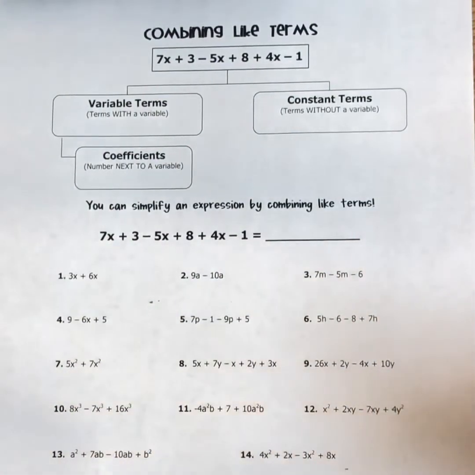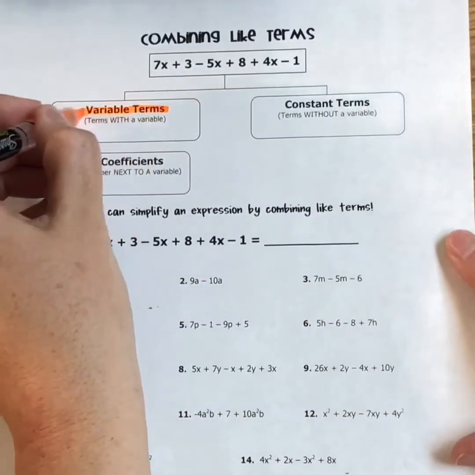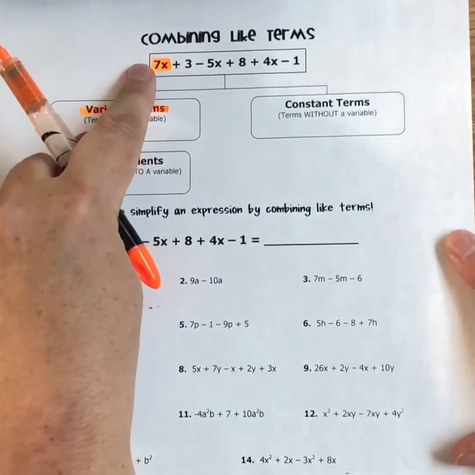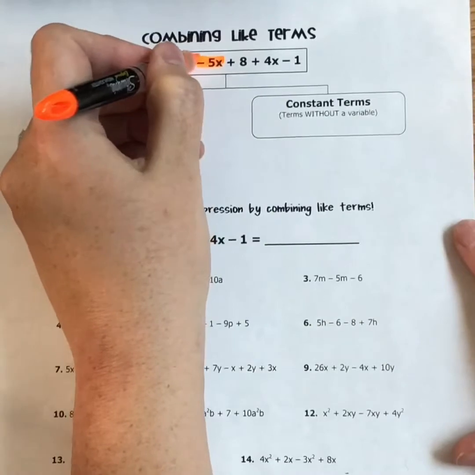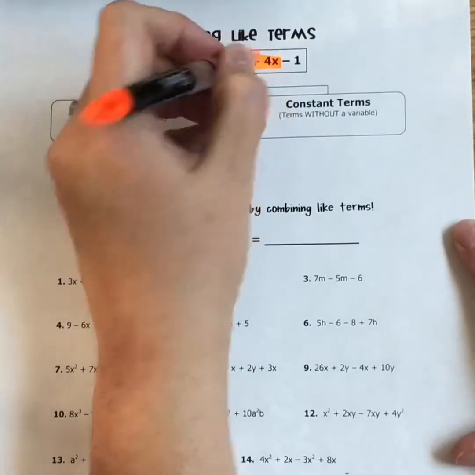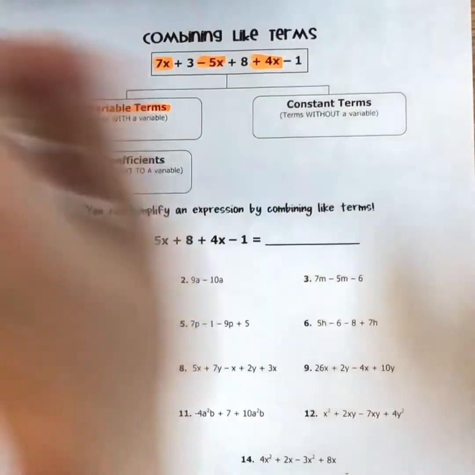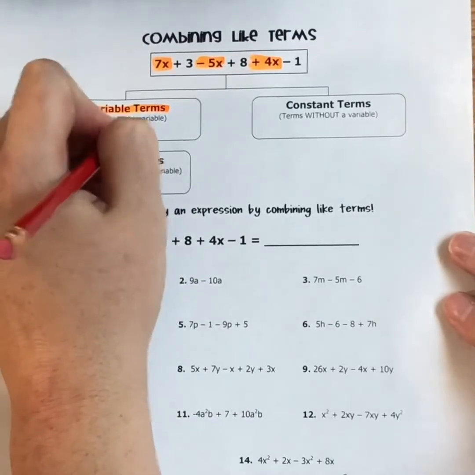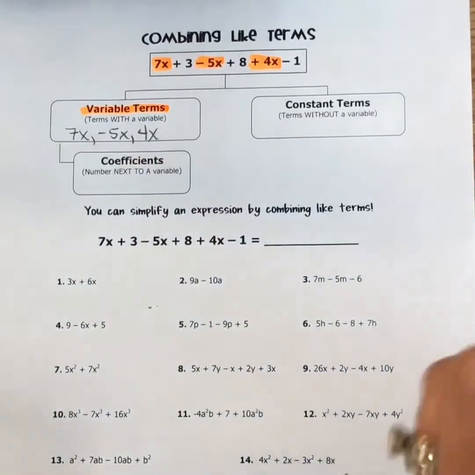So if I was to highlight all the variable terms orange, I'd have a positive 7x because there's no sign in front, a negative 5x because there's a minus sign in front of the 5x, and a positive 4x because there's a plus 4x. And so our terms would be 7x, negative 5x, and 4x.